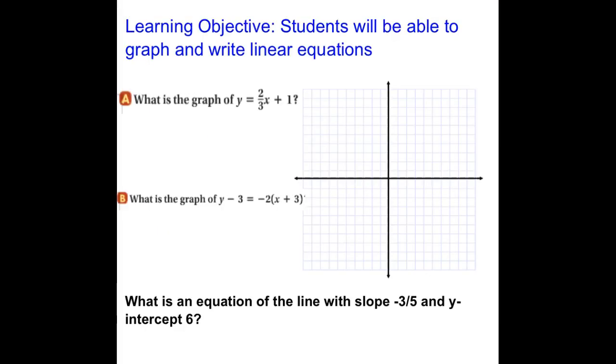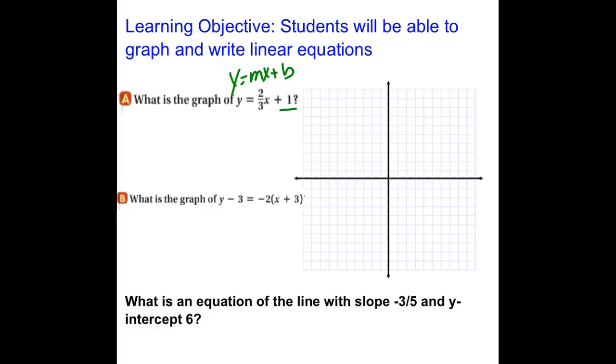So here it says students will be able to graph and write linear equations. It says, what is the graph of y equals 2/3 x plus 1? And the next one is, what is the graph of y minus 3 equals negative 2x plus 3? These are two different forms we talked about. The first one is your slope-intercept form. So it's pretty straightforward. It's just your y equals mx plus b.